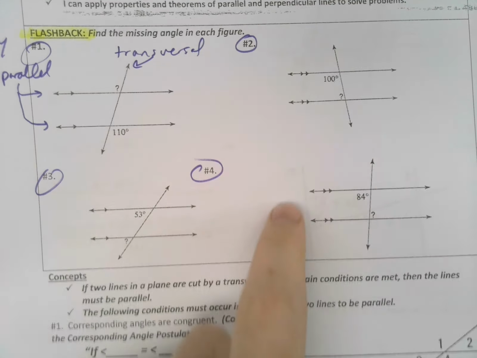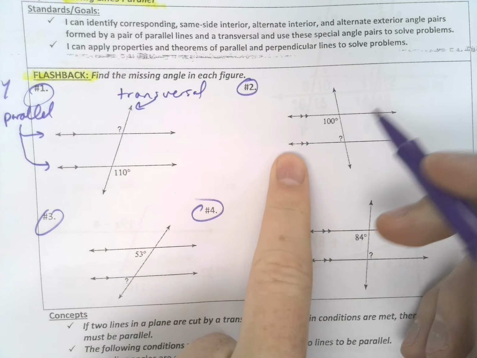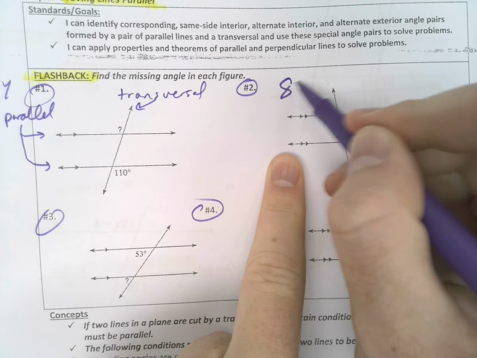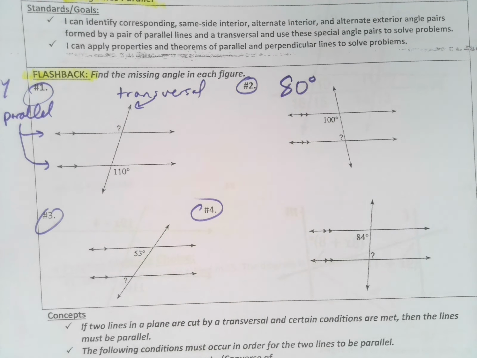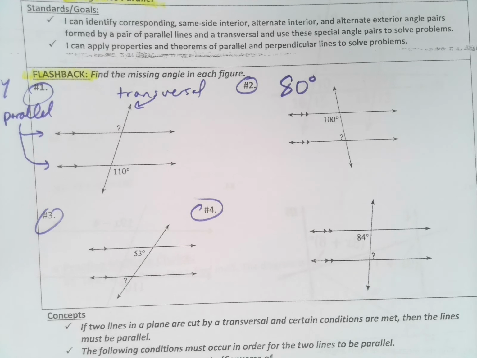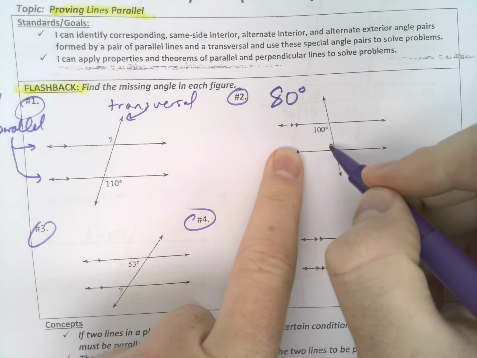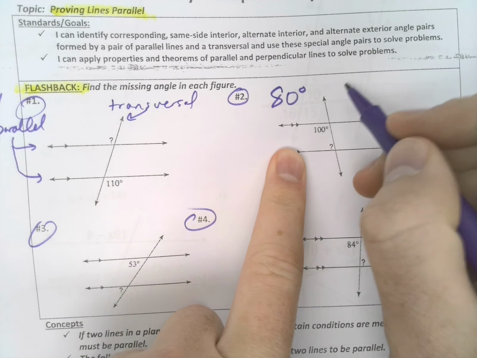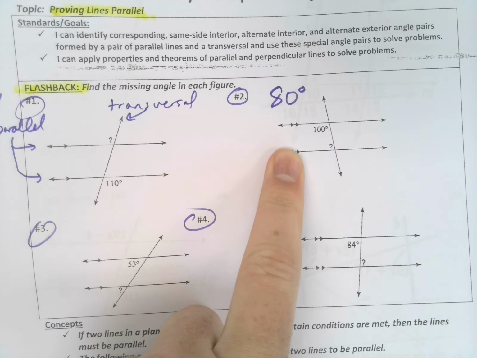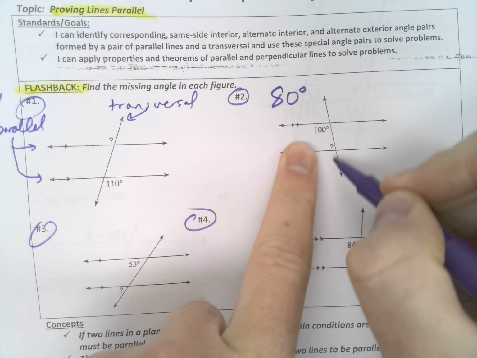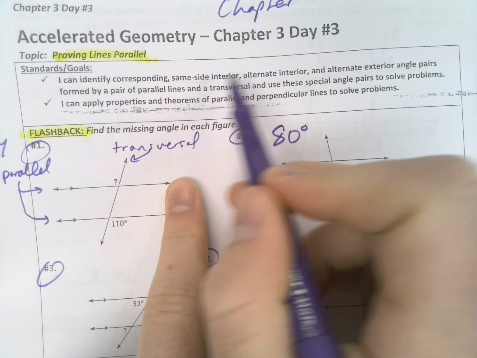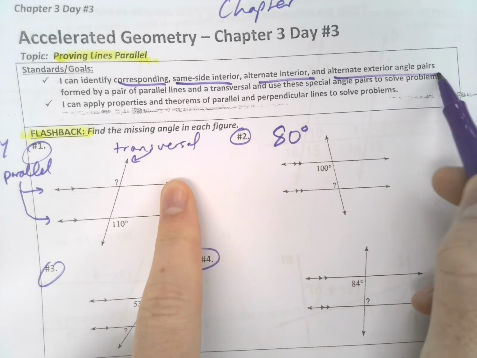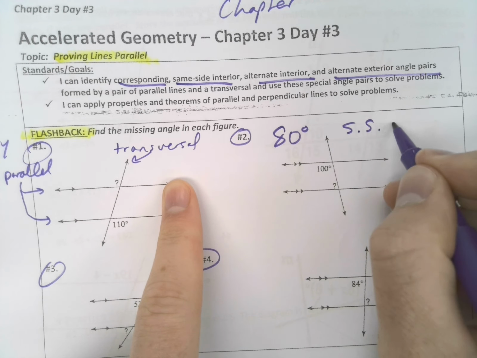What do you think, man, for number 2? Yep. Other angle. Yeah, why is it not 100? Because the other angle is going the other way. Okay. What kind of angles do we have here, Ethan? Vertical. If they were vertical, they'd be identical. No, they are supplementary. What's the relationship there? Which one of these 5 up top do we have here? Same side interior. There we go.